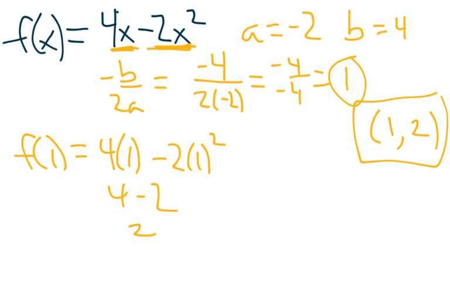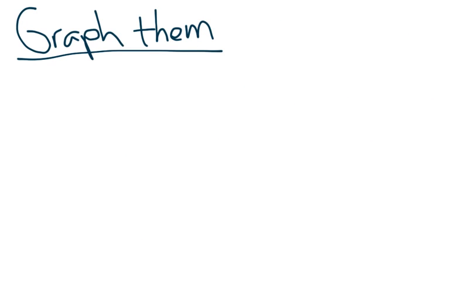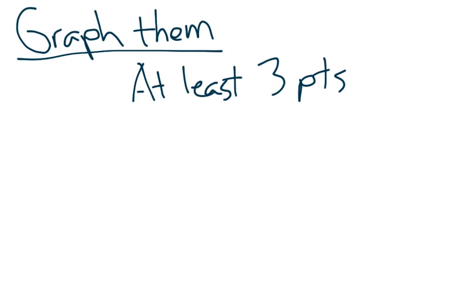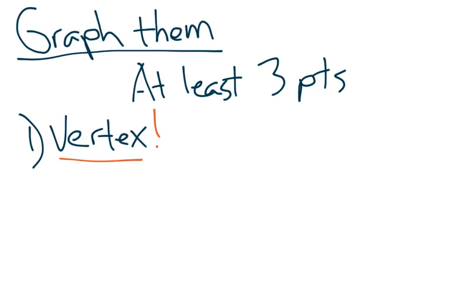Now, let's talk about how to graph them. First, we want at least 3 points to work with. And we have to have one of them be the vertex. So, you got to find the vertex. That you cannot skip over. After that, you can use whatever you want.